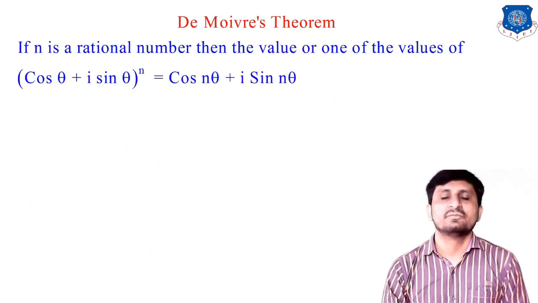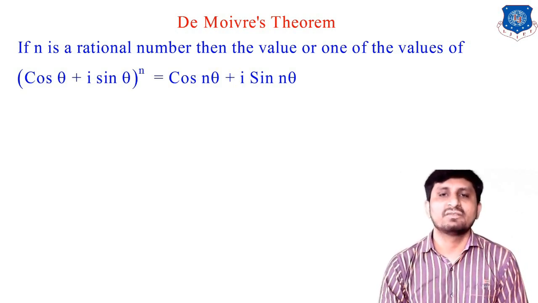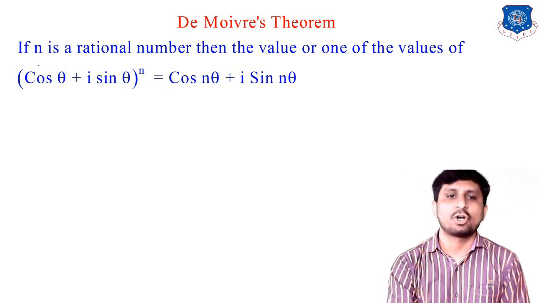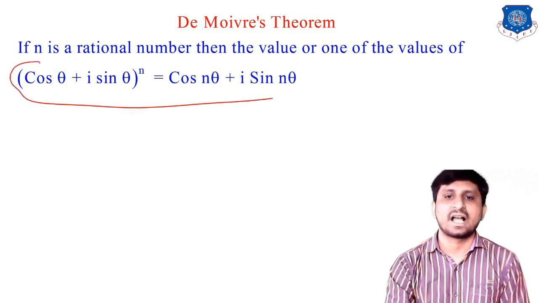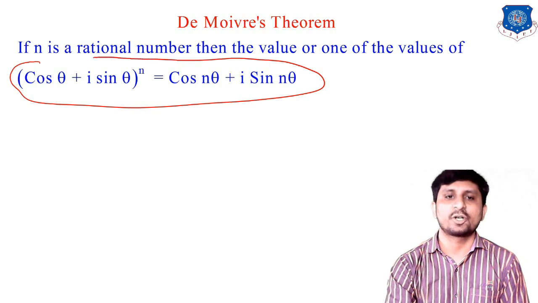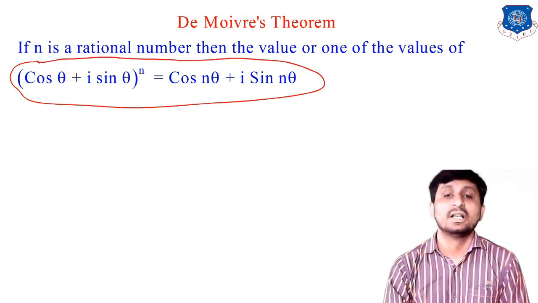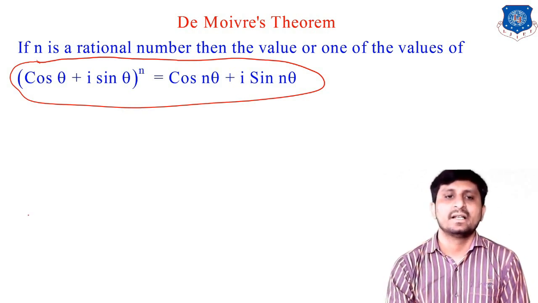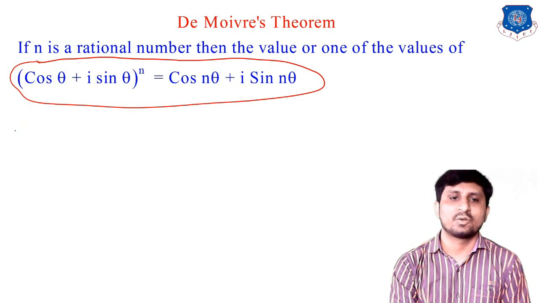de Moivre's theorem, a very important concept. If n is a rational number, then the value or one of the values of cos theta plus i sin theta raised to n is exactly cos n theta plus i sin n theta. This is a very important formula, you have to remember it: cos theta plus i sin theta raised to n is equal to cos n theta plus i sin n theta. Let's take some simple examples so you can easily understand.